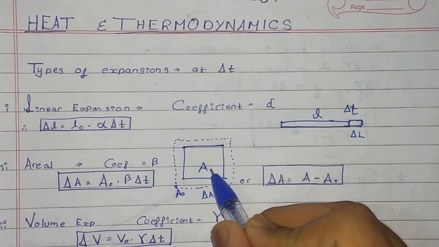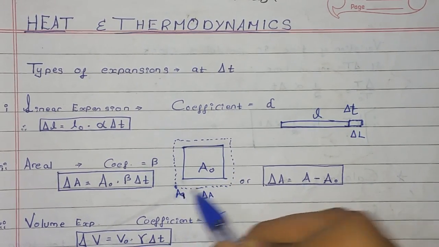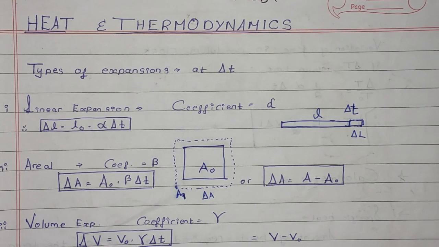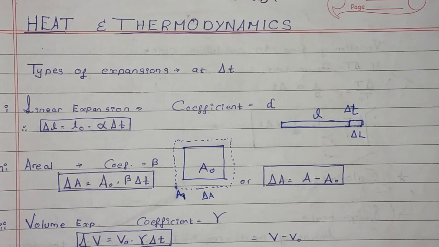So A naught should be this, and this should be A1, suppose anything. So delta A equals A naught into beta delta T, where beta is the coefficient of areal expansion or superficial expansion, as it relates only to two-dimensional objects.